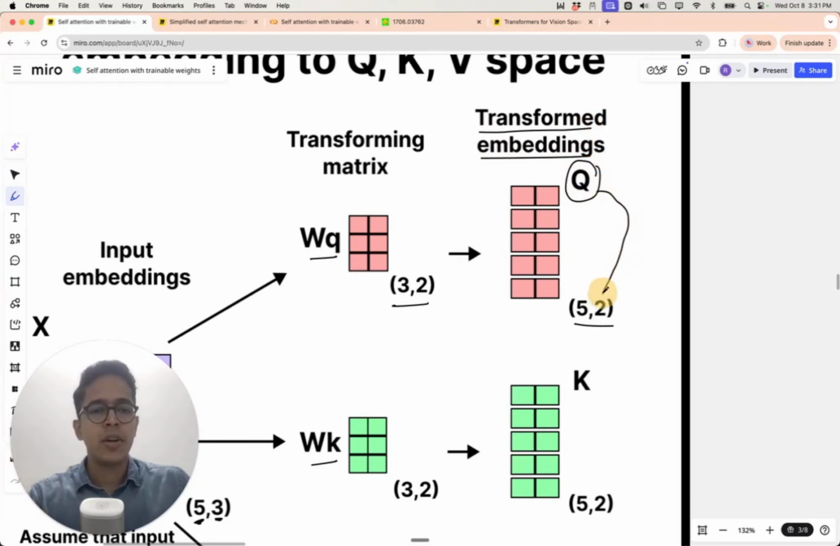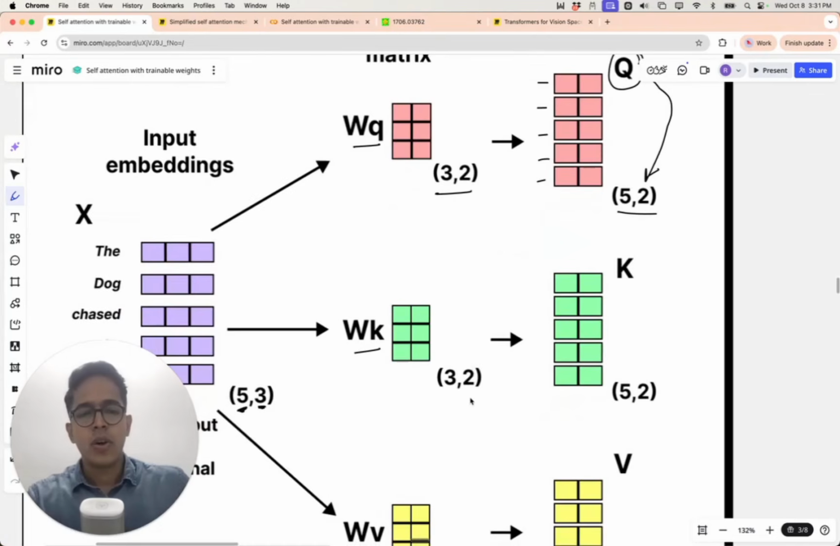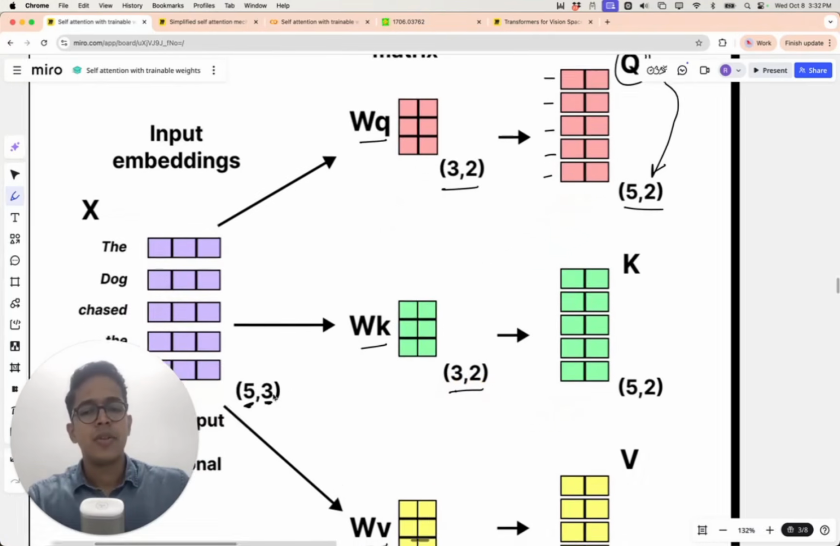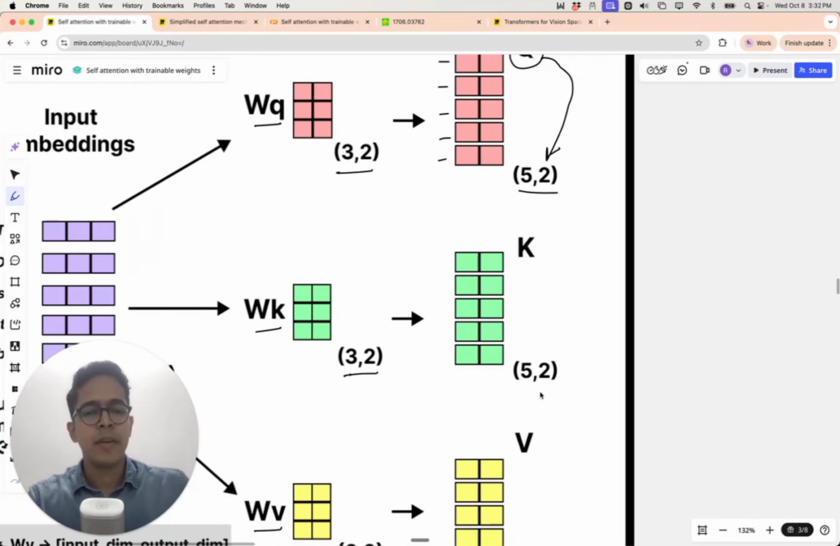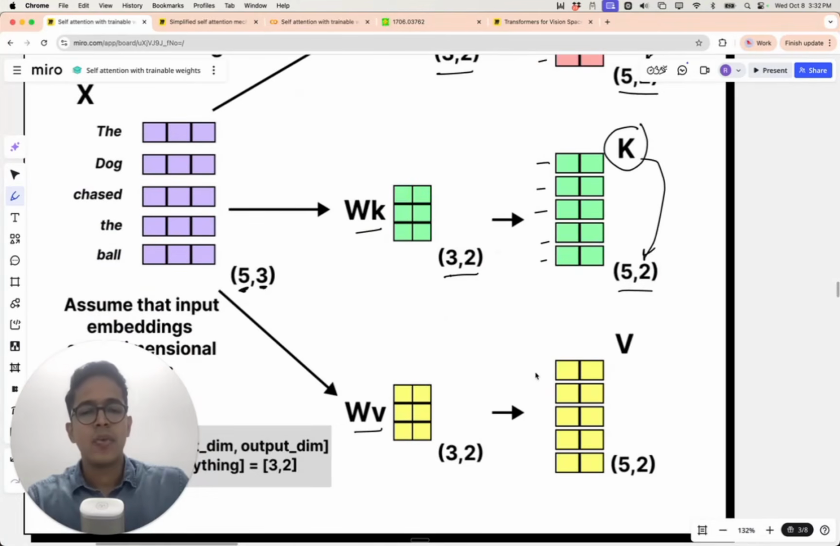Query space has a dimension of 2. So these are the 5 transformed embeddings of every single input query. The dimension of each query now became 2 instead of 3. Similarly, the weight matrix corresponding to key also has a dimension of 3 by 2. So if you multiply a 5 by 3 matrix with a 3 by 2 matrix, you get a 5 by 2 matrix. So now this is the key space, which is also of 2 dimensions, and every single key is now a 2-dimensional vector. So there are totally 5 vectors. So this dimension is 5.